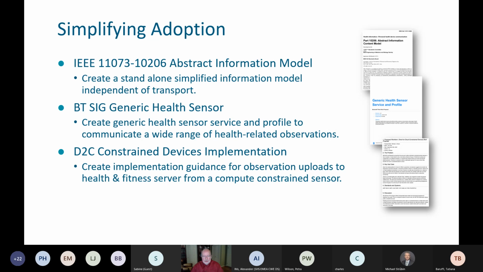A lot of the sensors want to be as small as possible. They want a long battery life. So what we need to do is make sure that we really communicate just the information that's needed to make a clinical decision. So we're developing what we call a direct-to-cloud constrained device implementation guide, and that work is just getting underway. So, next slide.